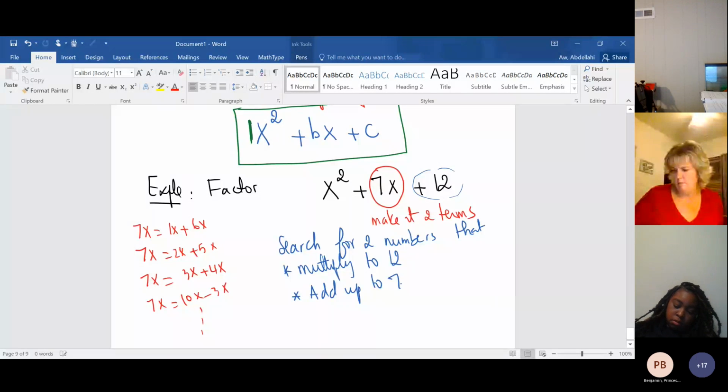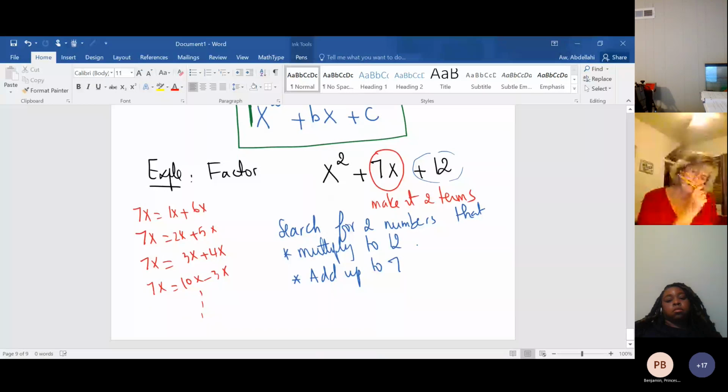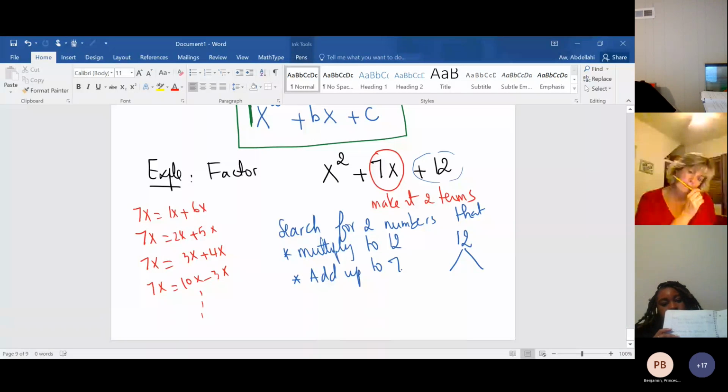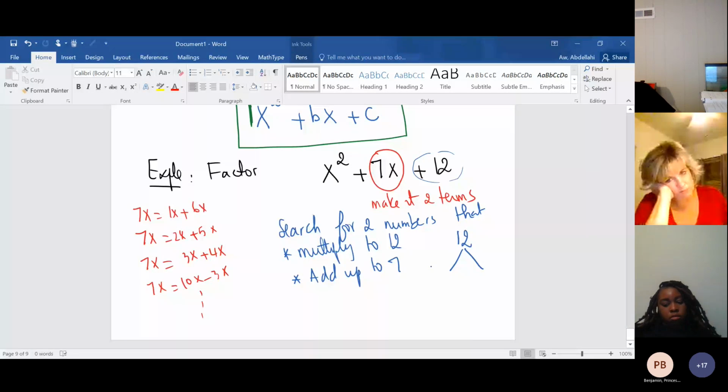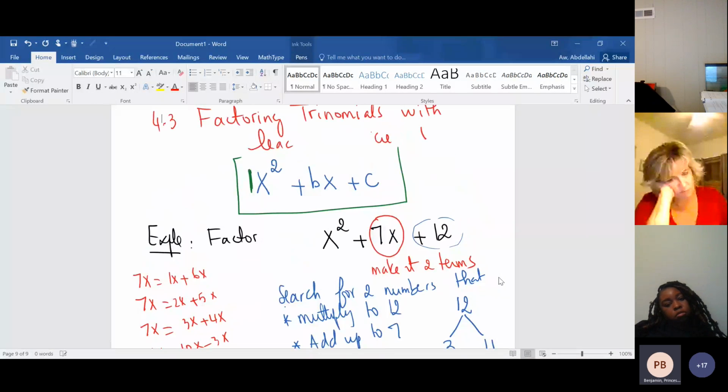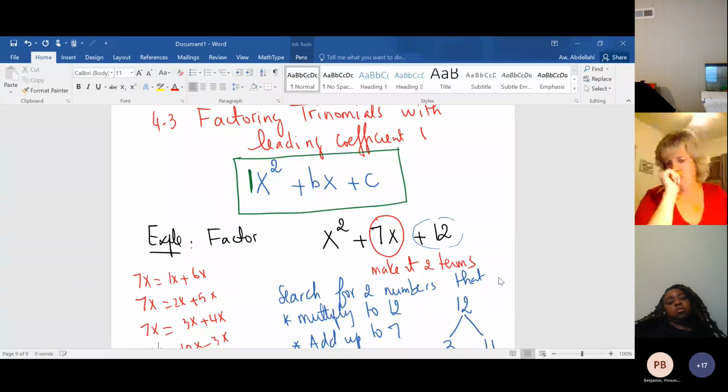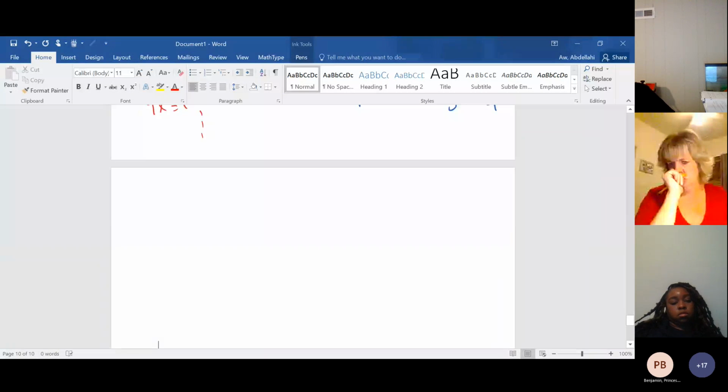We have to see what are the ways to break down 12 into couples that will add up to 7. What numbers do you multiply to get 12 and then add up to 7? Those numbers are 3 and 4. So the way that's going to help us is the third way, the one that says 7x is 3x plus 4x. That is the way that's going to help us.